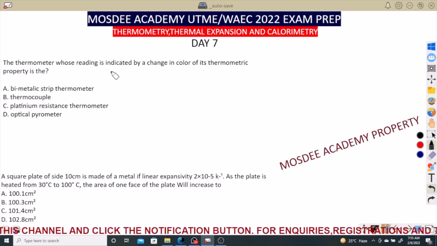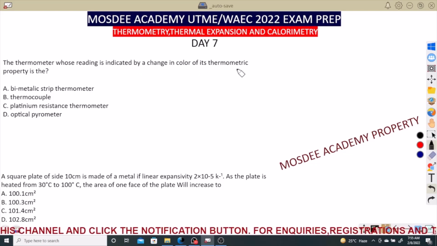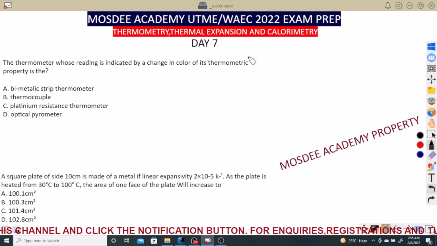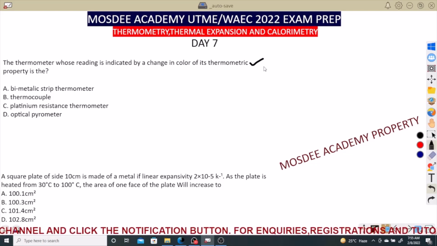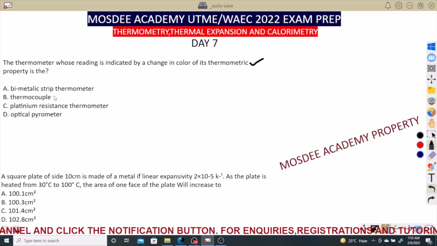The thermometer whose reading is indicated by the color change in thermometric property. Thermometric properties are properties of what? Of a liquid that changes with changes in temperature. Some thermometers, you cannot measure the rise and fall of temperature directly. You need to measure their thermometric properties, and there are different types of thermometer you have studied in your junior classes. A very good example is the first option, the bimetallic strip, which is talking about changes in two similar metals.